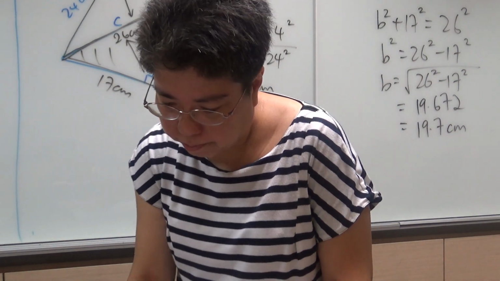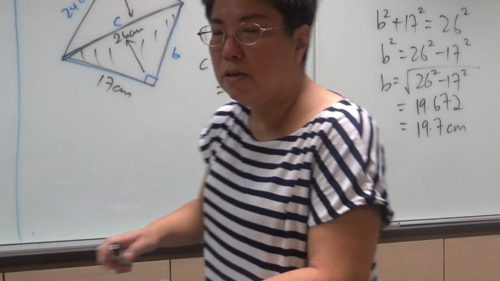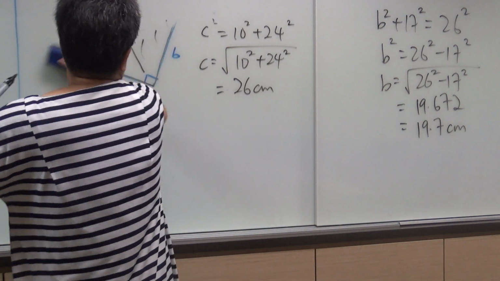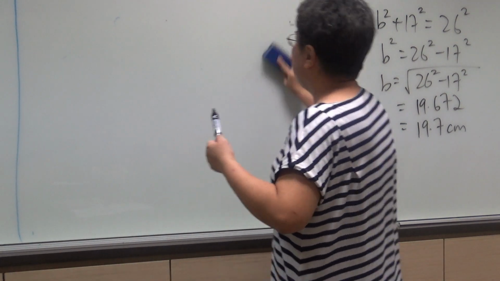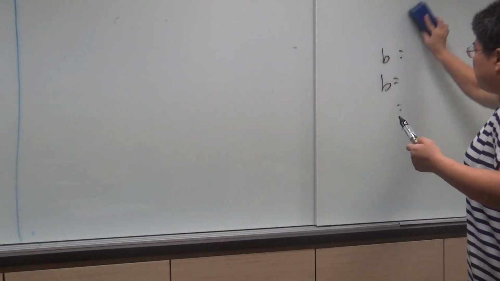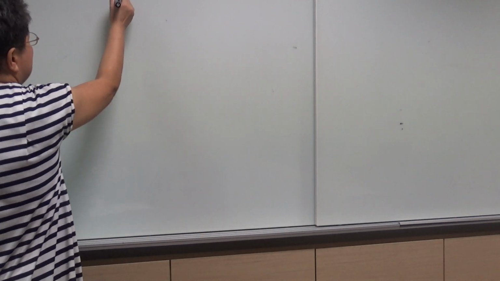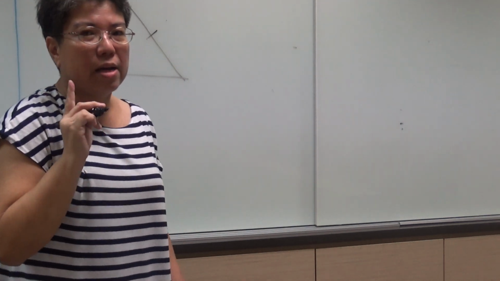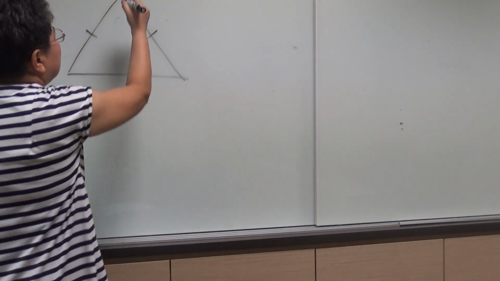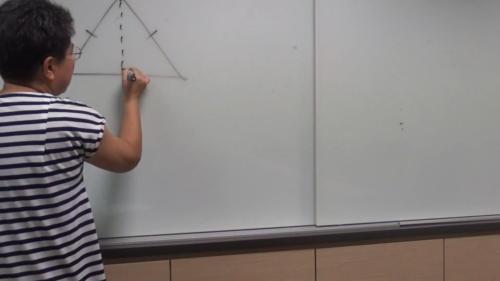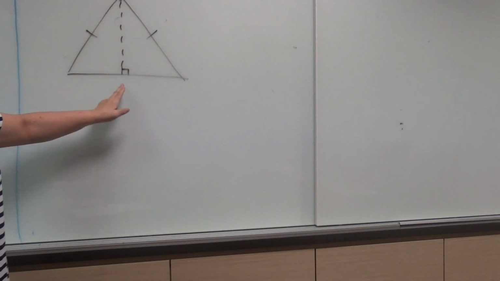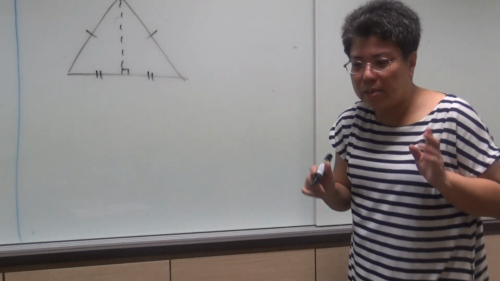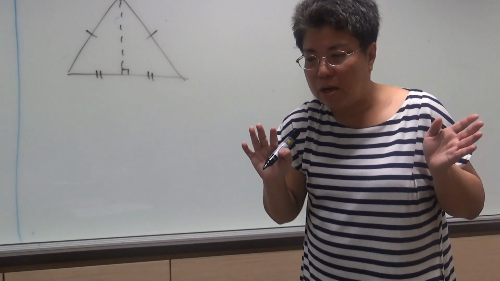Now next, let me introduce a certain concept to you first about an isosceles triangle. Some of you may have remembered it, some of you may have forgotten, but let me just go through it again. If I have an isosceles triangle, it means that there are two sides that are equal. If I drop a perpendicular from the top to the bottom, it will divide the bottom line into two equal parts. This is a property of an isosceles triangle.